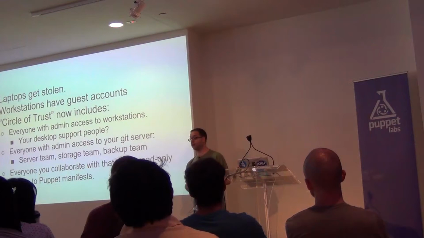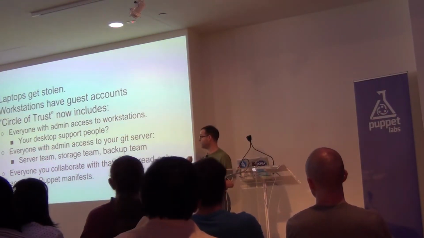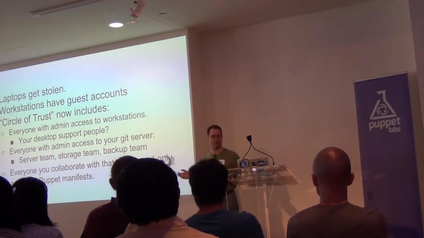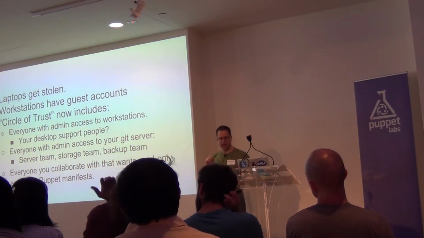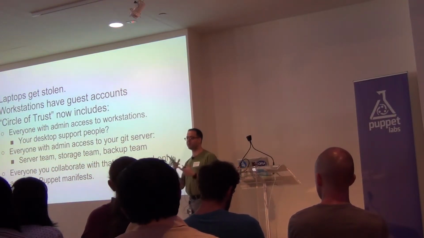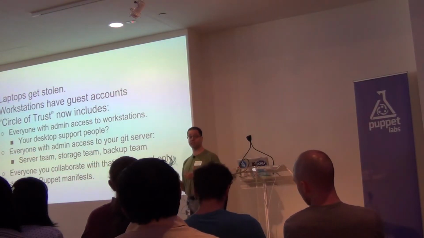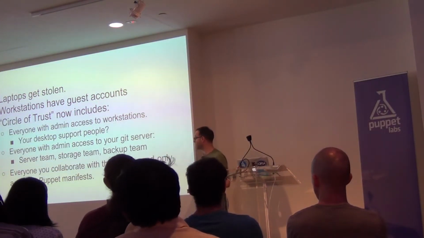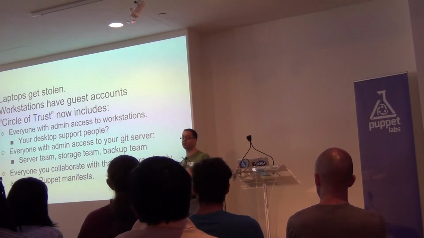It includes anyone with privileged access on your Git server. So the person who does your storage and your backup team, these people now have access to these secrets. It also includes anyone that you want to collaborate with. In DevOps environments, developers are often working with system administrators, and you share a lot of code, and you want to be able to share your Puppet code with developers. It's part of the collaboration process.